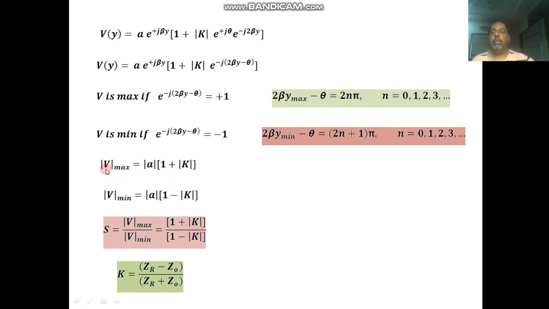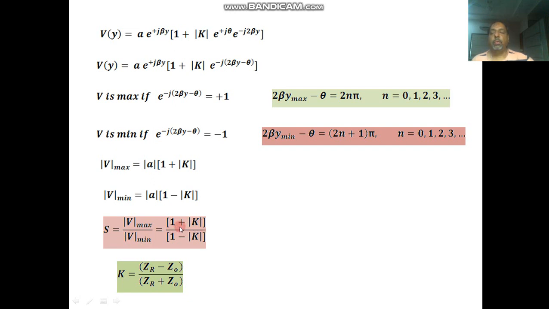So we will get V maximum and its mod value, because this will be equal to plus 1. We take the mod of k also, so 1 plus mod of k, you will get V maxima, and for V minima you will get the mod value of the minima voltage, 1 minus mod k. Because standing wave ratio is the voltage maximum mod value divided by V minima mod value, you will get 1 plus mod k over 1 minus mod k. So this is the relationship between stationary wave ratio, standing wave ratio, and voltage reflection coefficient k.